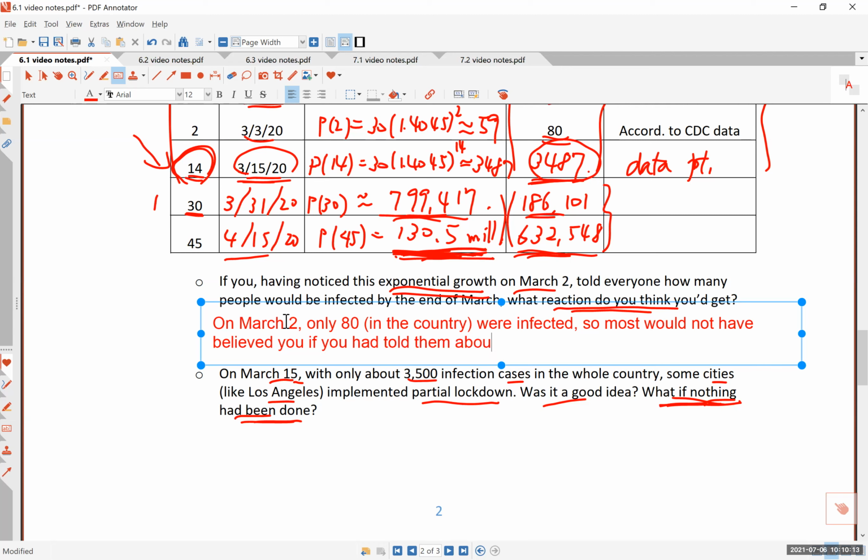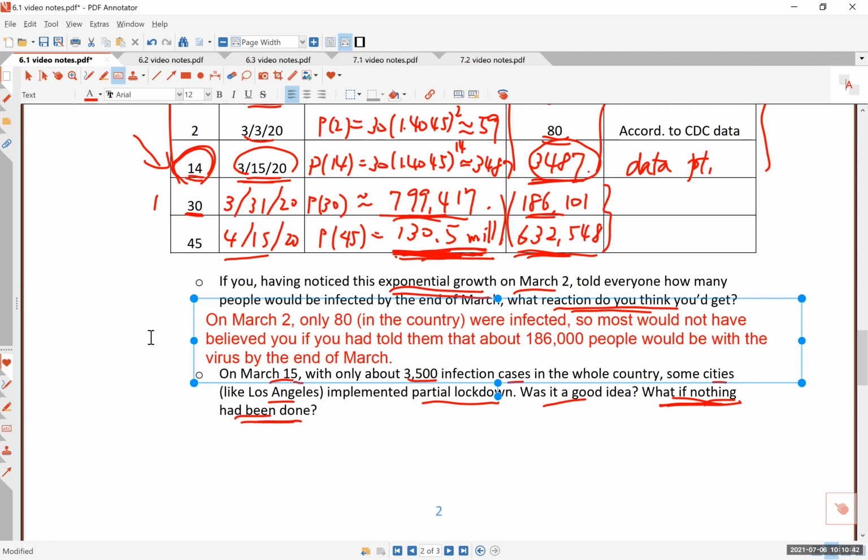told them that about 186,000 people would be with the virus by the end of March. They would have just not believed you. So by the end of March, you're going to have over 186,000 people getting sick. Yeah, right. We only have 80. But this underscores the fact that we really need to understand exponential growth.